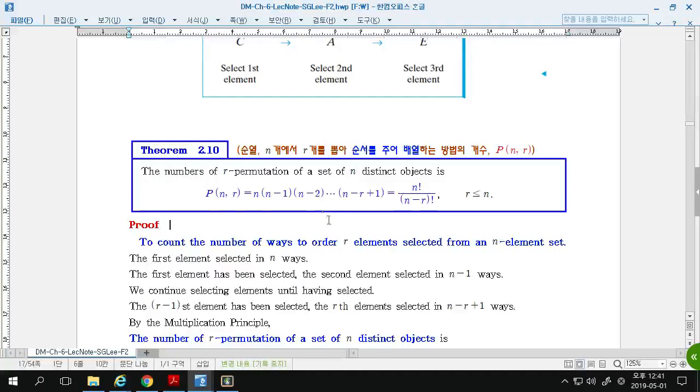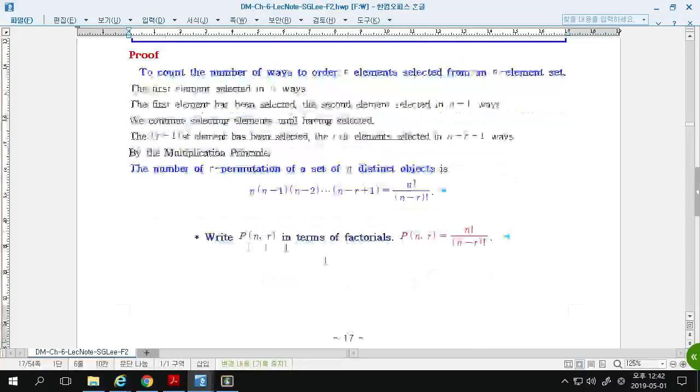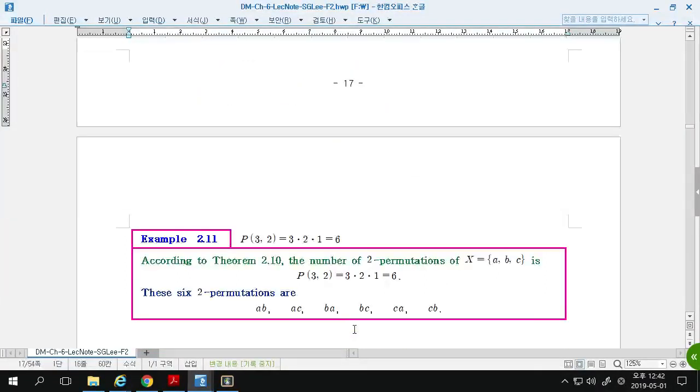This is what you have learned already in middle school or high school. Okay, here. To count the number of ways of ordering R elements selected from an n element set, first you can choose in n ways for the first position, and for the second position we have n minus 1 ways, and so on. And when the R minus first element has been selected, the last element should be selected in n minus R plus 1 ways, which is the same as this. So we write P(n, R) in terms of factorials in this way. Okay? That's it. So you proved it.